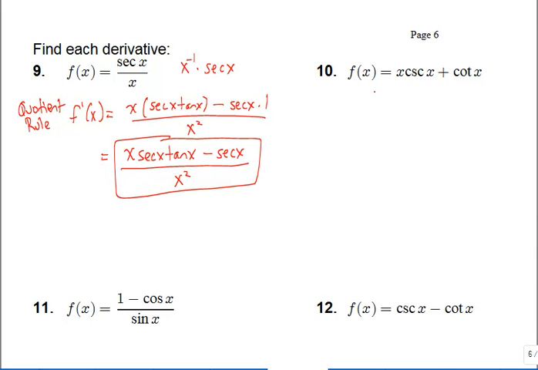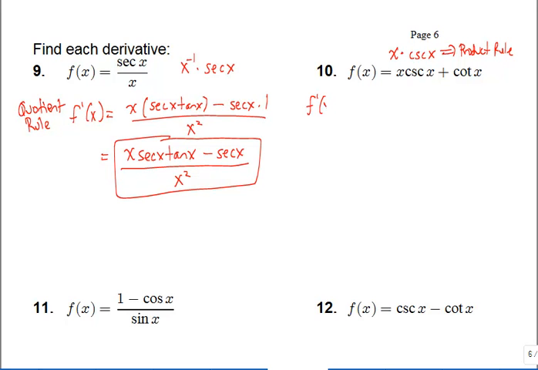Okay? So let's look at number 10. Here we have x cosecant x plus cotangent x. Now this is important because this x cosecant x is often overlooked by students. This is really x times cosecant x, which means you have to use a product rule on just that first piece of this sum. So we do need to apply a product rule to x cosecant x.